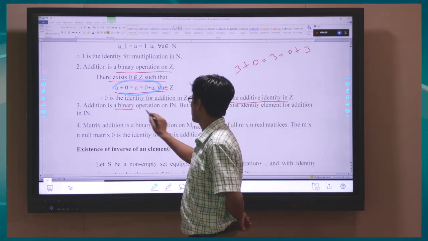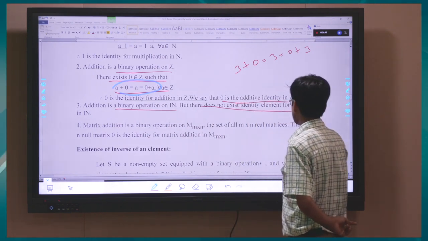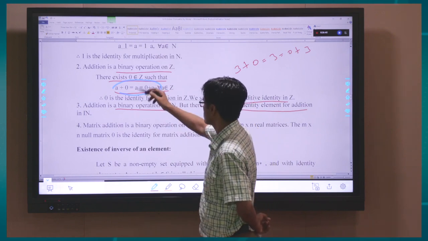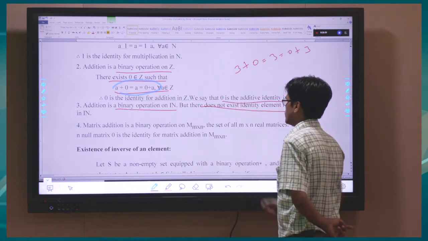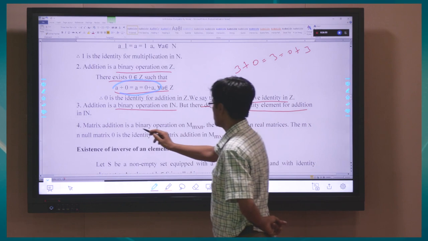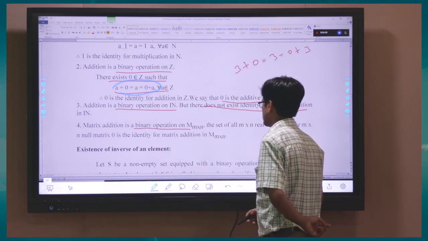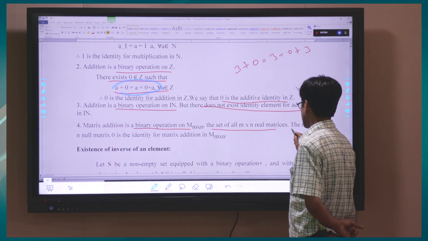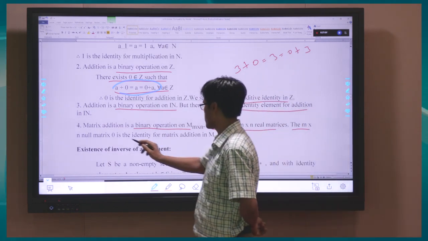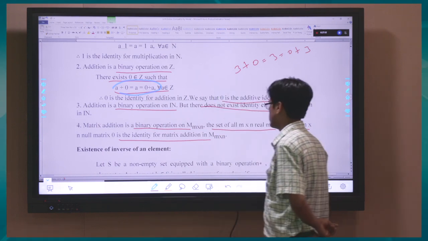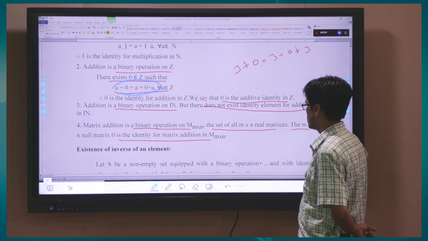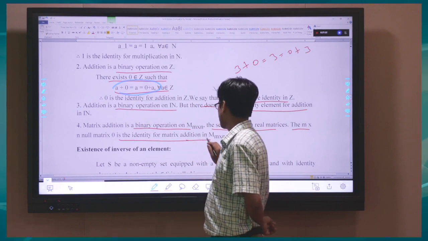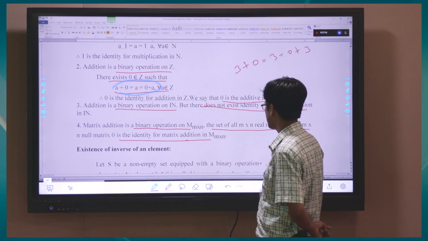Addition is a binary operation on N, but there does not exist an identity element for addition in N, because this condition is not satisfied. Similarly, matrix addition is a binary operation on the set M of all M cross N matrices. The M cross N null matrix 0 is the identity element for matrix addition on this set of all M cross N real matrices.